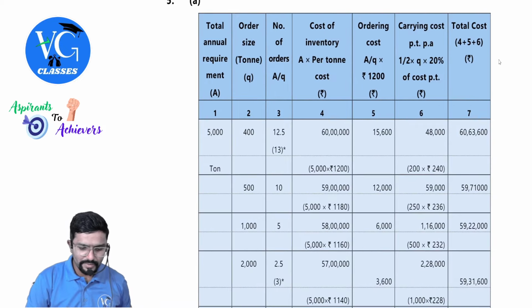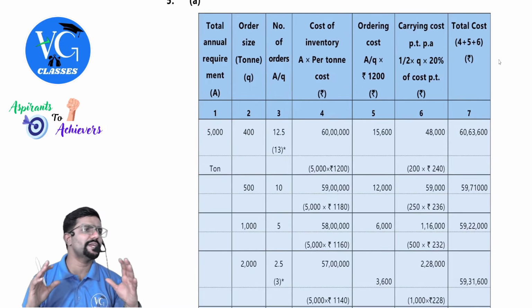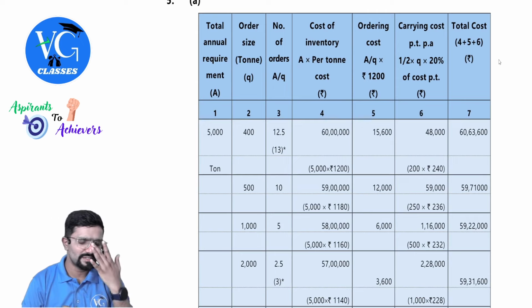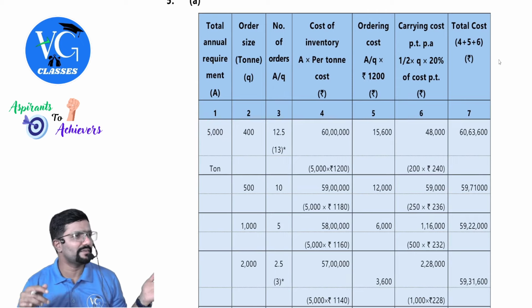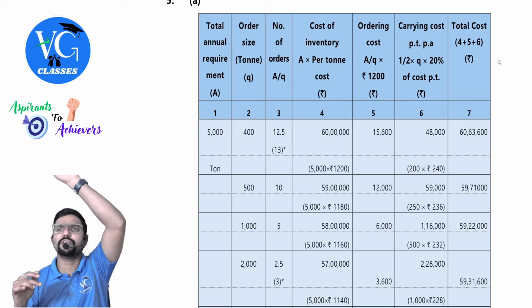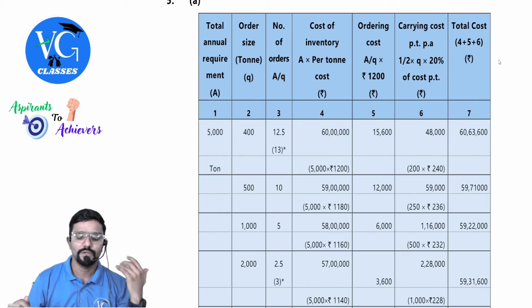Annual requirement is 5,000 tons. Means totally in a year we require how much? 5,000 tons. This column I don't think it is required, it will simply take up the space. Better you can write it on the top: annual requirement is 5,000.